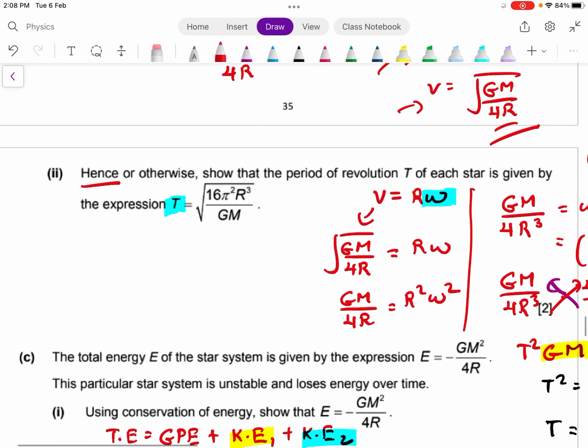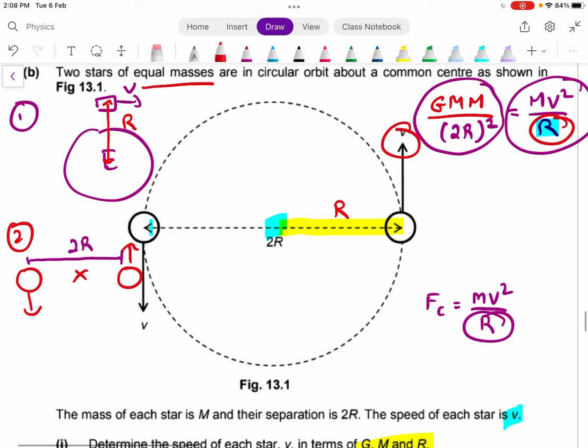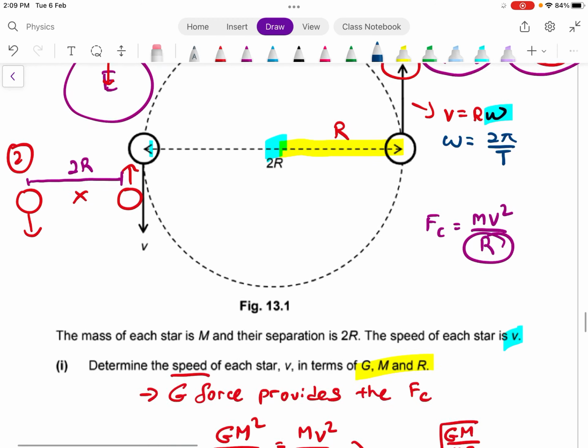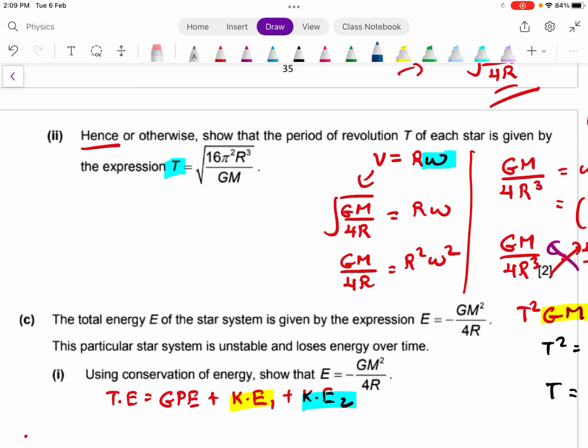Part 2: hence or otherwise show that the period of this star is given as such. Since they say hence, I must use the previous answer. I must relate the tangential speed v to r omega, and omega is related to the period: omega is equal to 2 pi over period. So v, the square root of GM over 4R, is equal to r omega.